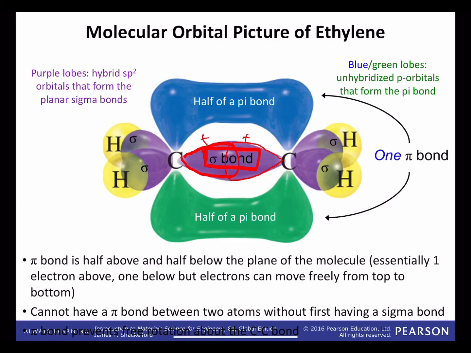And then because we had reserved a pz orbital with positive and negative phases here that was unhybridized, we can expect constructive interference above and below the plane to give us half of the pi bond up there and the other half down below.